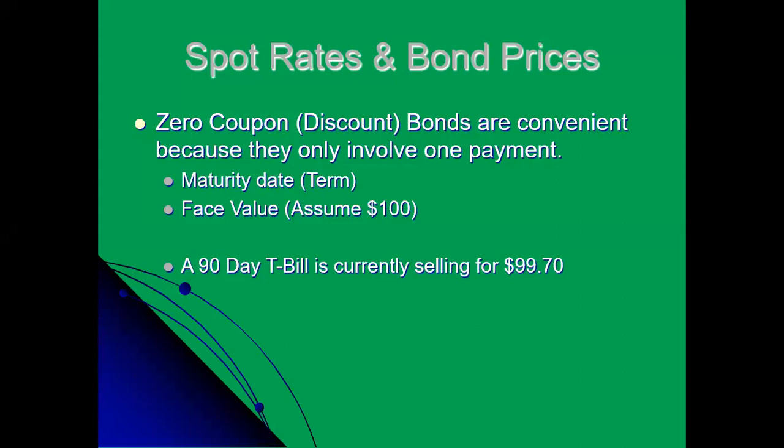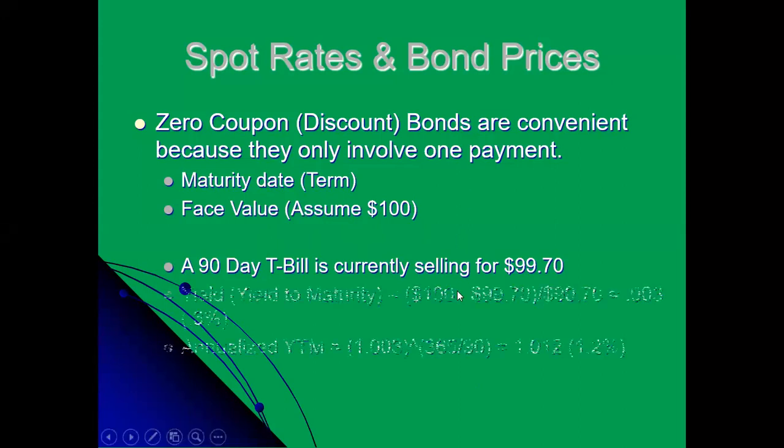And basically for zero coupon, coupon stands for the interest. There is no interest, only the payment of the principal at the end of the period. Essentially for bonds, when you are going to think about such, we pay exactly at the end of the period equal to the principal. Face value, assuming is $100, so a 90-day treasury bill is currently selling for $99.70. There is a discount of 0.30.